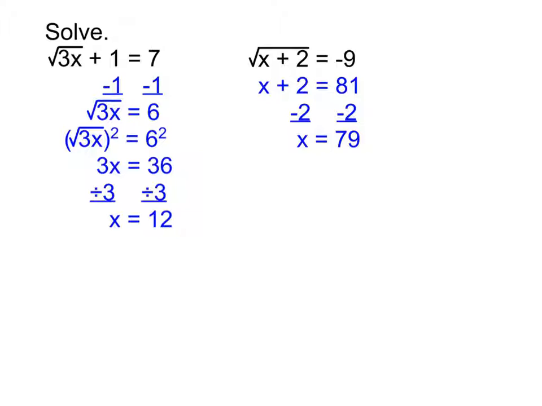And again, you can plug that back in to make sure that it gives you the right thing. So 3 times 12 is 36. The square root of 36 is 6. And 6 plus 1, yes, equals 7. All right, on the next one.